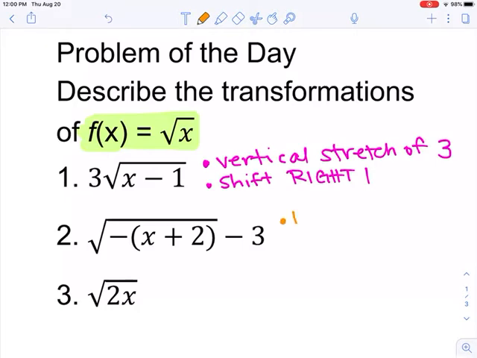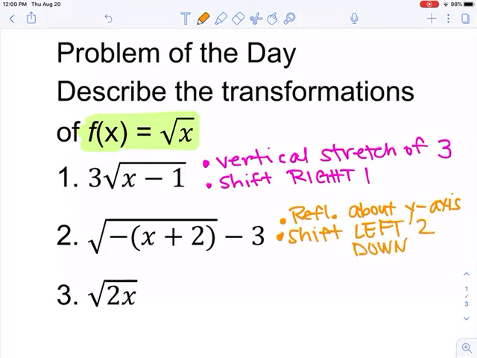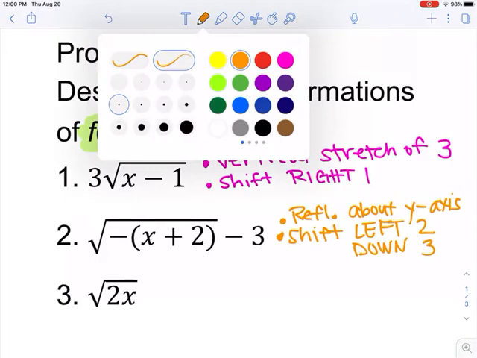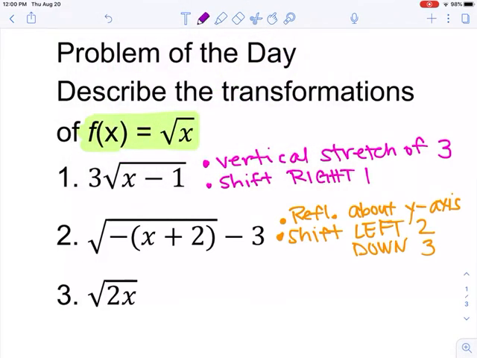Okay. For number 2, remember we need to do reflections first, along with shifts. So we have a reflection about the y-axis, since that negative is inside, and then we have a shift left 2, oops, I want the t in there, huh? Left 2 and down 3.